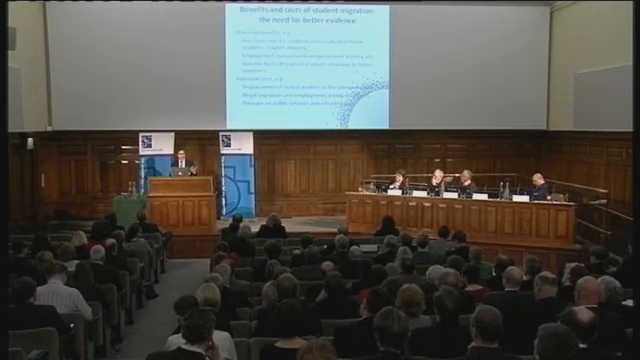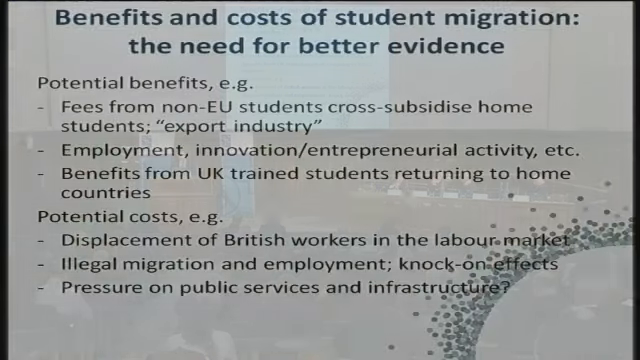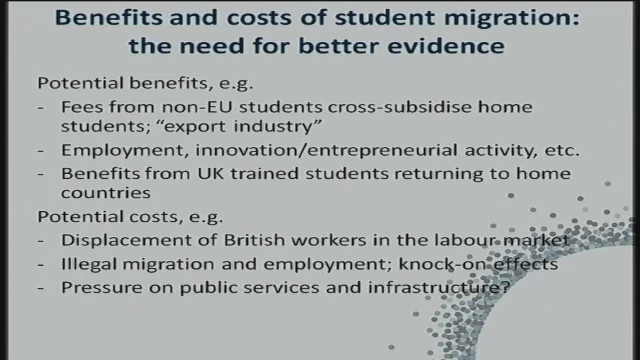Now, the potential costs. The politically most salient issue, of course, is the potential displacement of British workers in the labor market. Again, the work hasn't been done yet, so we can't say anything about the extent to which that is happening or not. We've also heard about illegal employment and abuse and potential knock-on effects. And we've heard a lot about pressure on public services and infrastructure. Again, the extent to which students make demands on public service infrastructure, and the extent to which these demands are different from other migrants, is a very important question that, in my view, needs to be looked at.